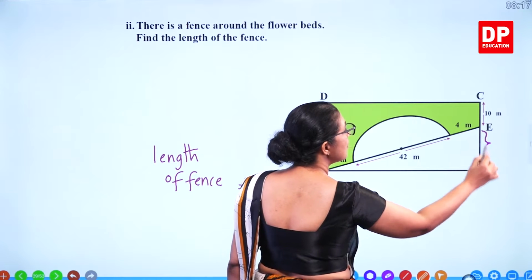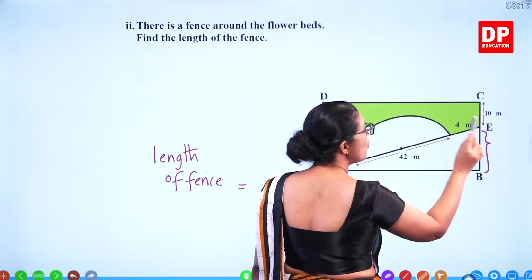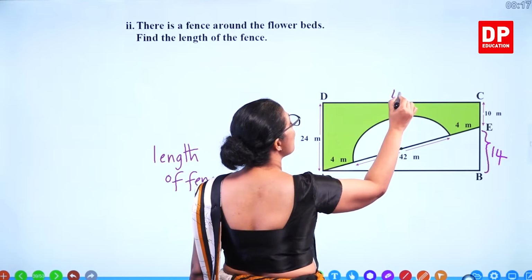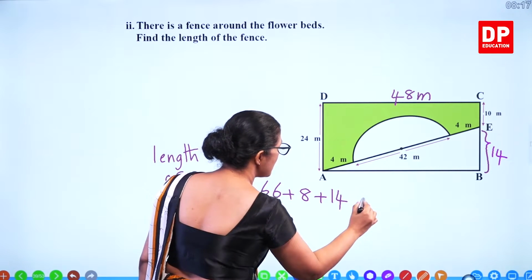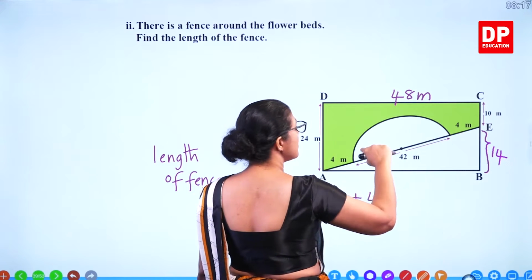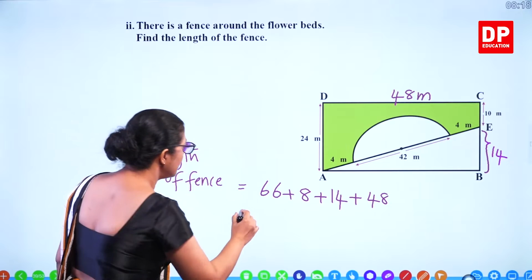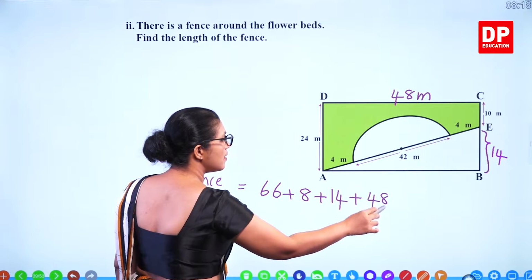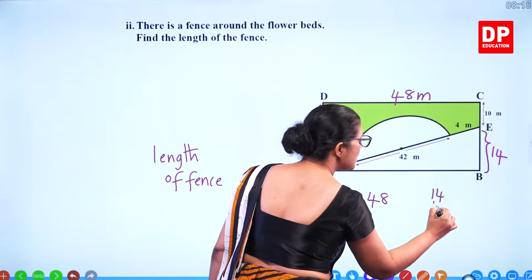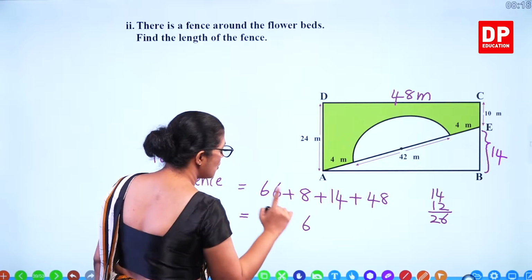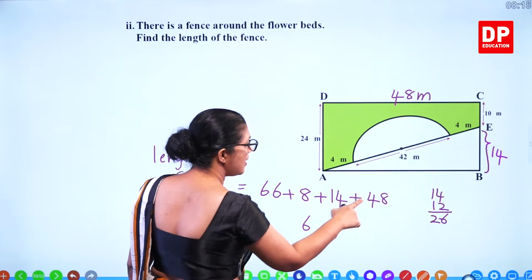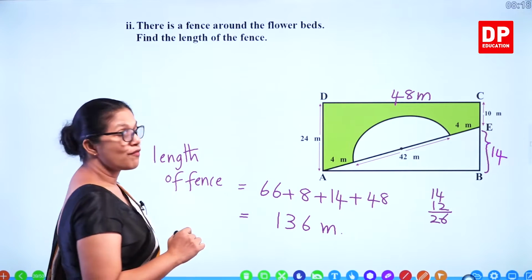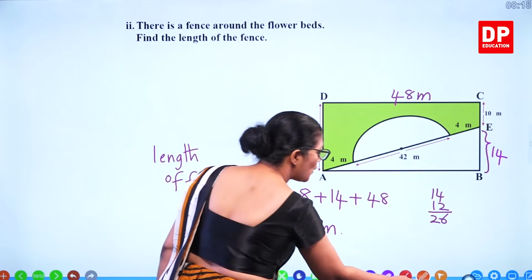This one, breadth is 24, this is 10. 24 minus 10, this is 14. So you have to add 14 and this one, it's 48 given. So we added this 8, 66, 14 and 48. What's the answer? 8 plus 6, 14, 14 and 12, 14 and 12, 26. 2 remaining. So 8, 9, 9 plus 4, 13. 136 meters is the length of the fence. So you can get 2 marks for this part as well.